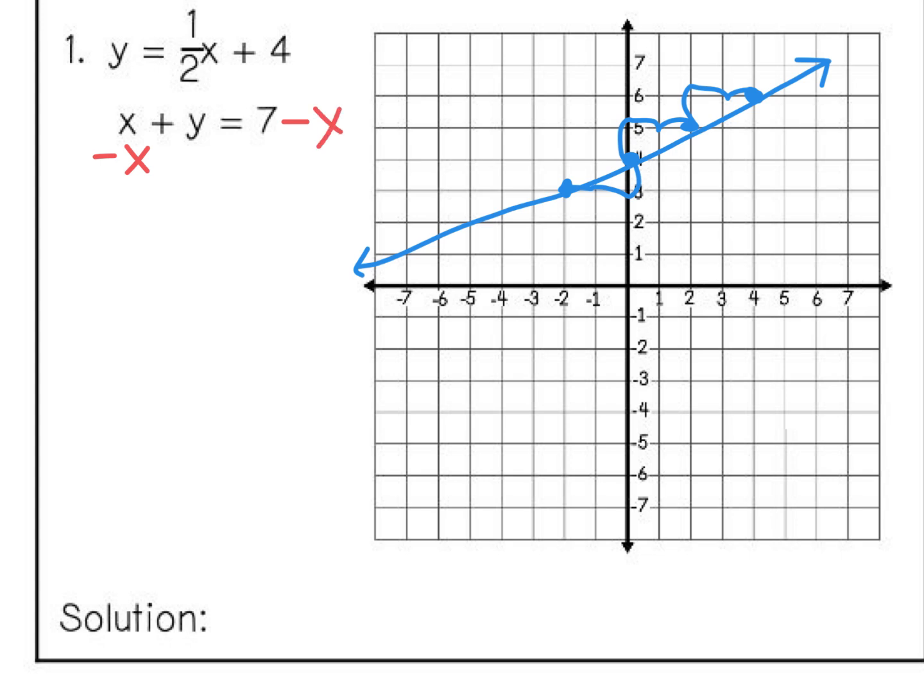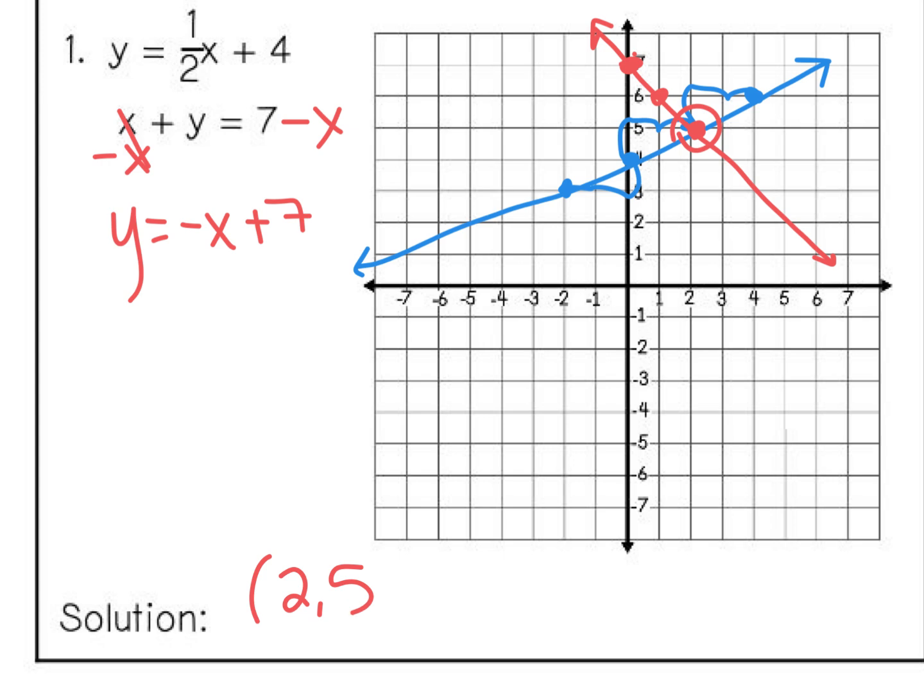And again, we have to change this to y equals. So now we're up here at 7. We're going to go down and over. Oh, look how pretty that is. So what is that coordinate? 2, 5. So what does that mean? That means if I put the 2 in place of the x and the 5 in place of the y, and I put that in my calculator, it would tell me true. If I put the 2 in place of this x and the 5 here, it would be true.